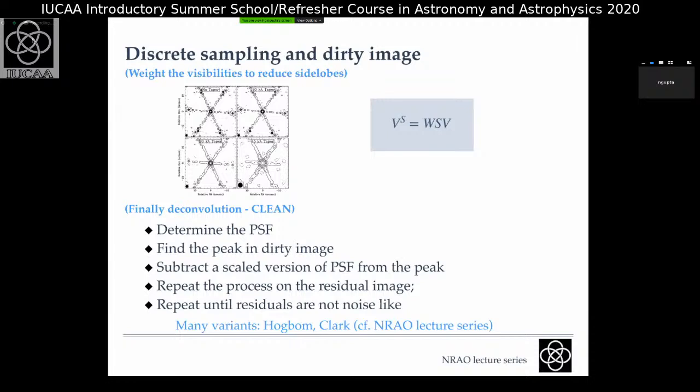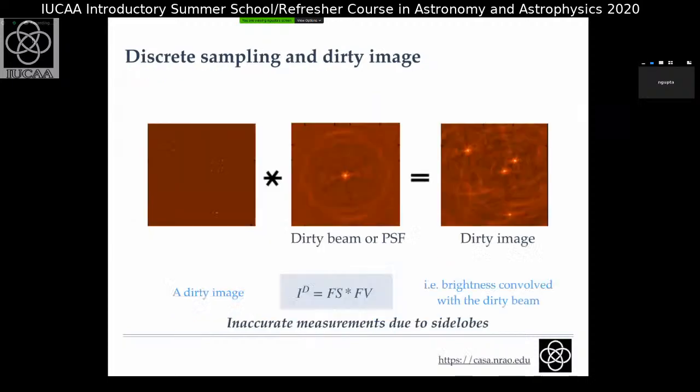But at the same time, since I'm reducing weights to the longer baselines, my resolution is also going down, right? So just using very simple Fourier transform properties we learned in the last lecture, we are able to understand what kind of weighting we apply to the data and what kind of effect it will have on my image. So I can choose an appropriate weighting depending on what kind of science I am interested in, and how much reduction in the side lobes I want. These are the trade-offs that I have to work with. Once I have decided that weighting, I apply it to the visibilities, and then I do an inverse Fourier transform, and that gives me the dirty image, something like this in the rightmost panel here.